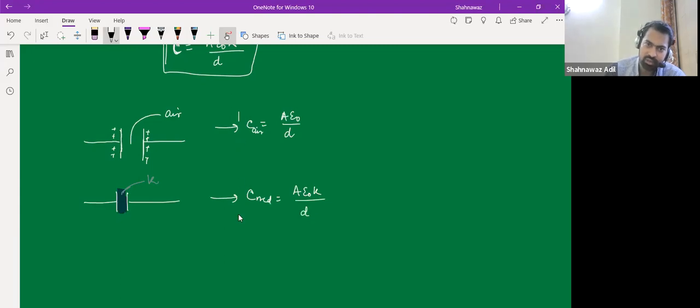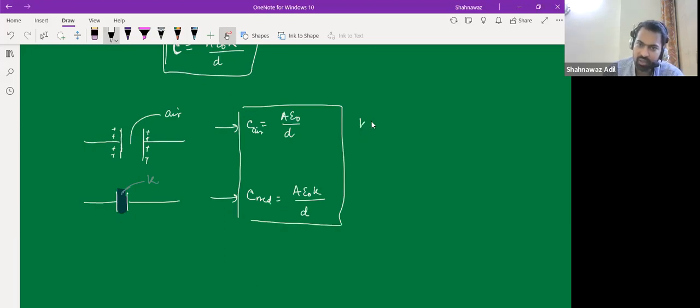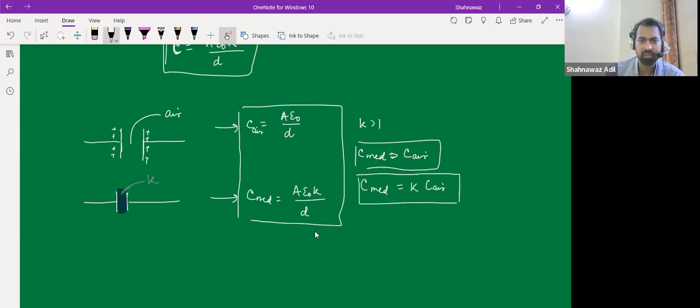This we did, right, guys? And we know that this K is greater than one. So the capacitance of the medium is increased, right? This is greater than C of air, and it is increased by K times. So C medium is equal to K times C air. So this we calculated, right?